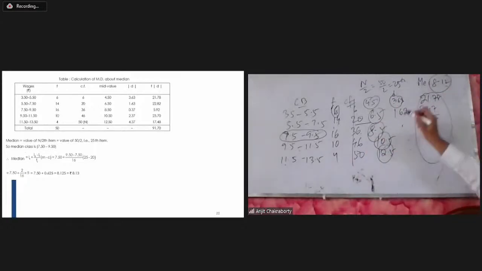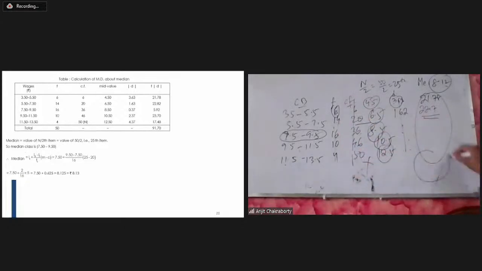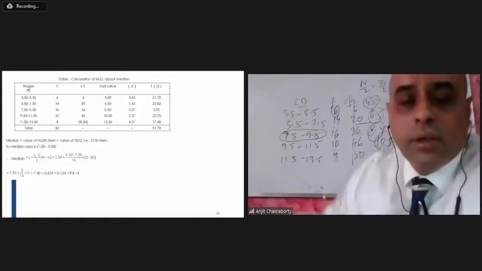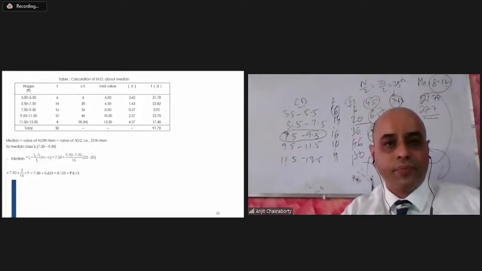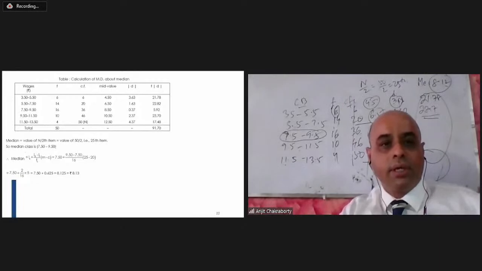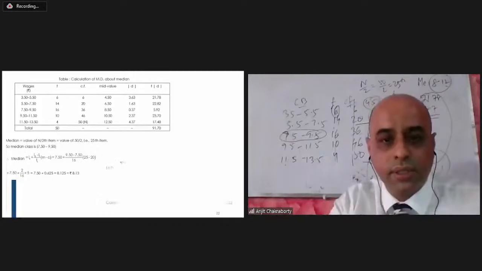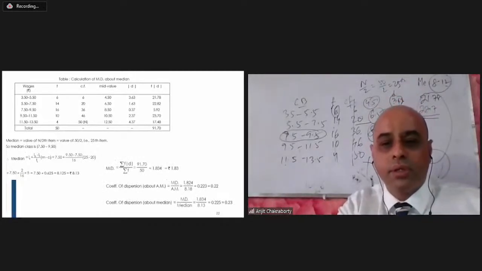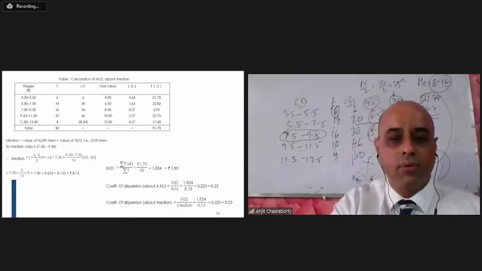In this way, we have to find the deviation in this column multiplied by the frequency. Please don't take the cumulative frequency now, only individual frequency. You will get the total value here. That gives you the total quantum of the deviation, which is 91.70. And 91.70 divided by 50 gives you the mean deviation from the median. So this is how the mean deviation is worked out: 91.70 divided by 50 gives 1.83.